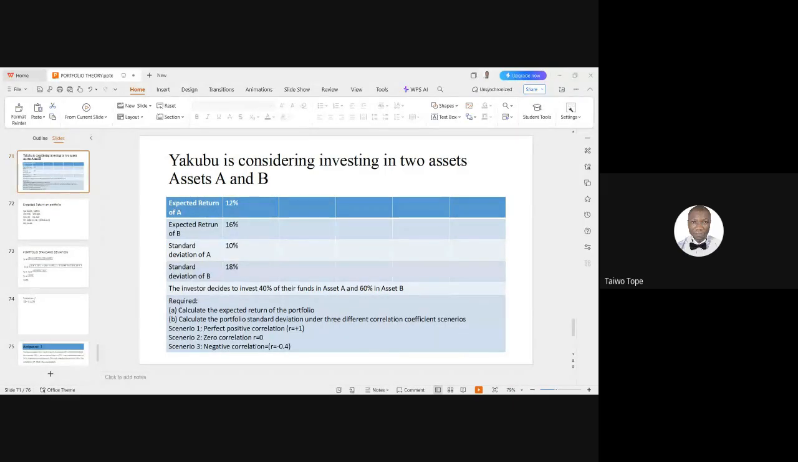Alpha is the forecasted return, or expected return, minus your computed return using CAPM, the capital asset pricing model. The difference is what we call alpha.